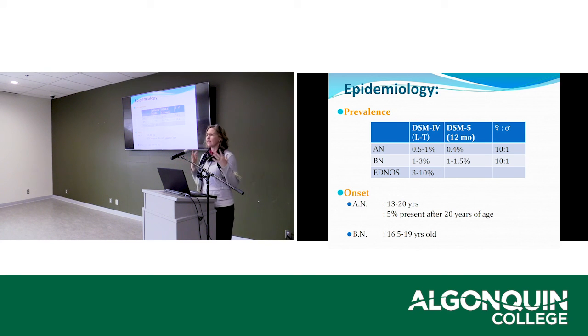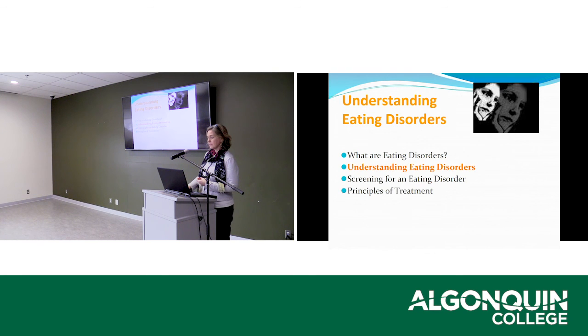Anorexia nervosa is an illness of adolescence. So only 5% start after the age of 20. So capturing it in adolescence and early is essential. Bulimia is a little older, but certainly within the age range of folks you're seeing. So that's the end of the definition. Any questions on that? Okay, so let's move to understanding the illness itself.